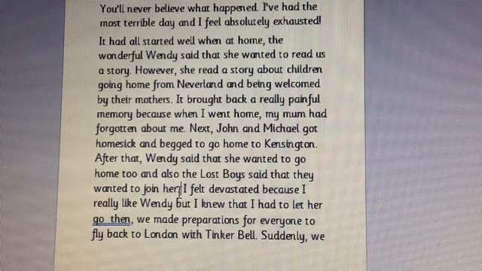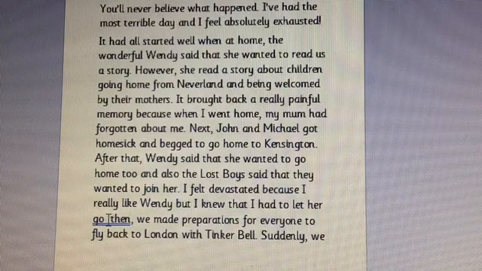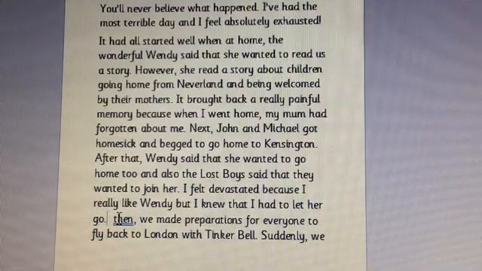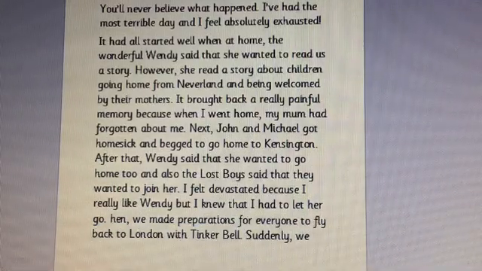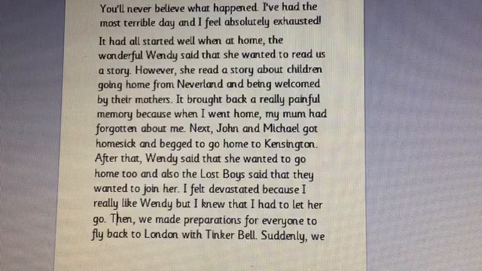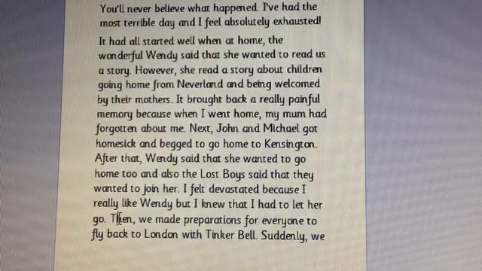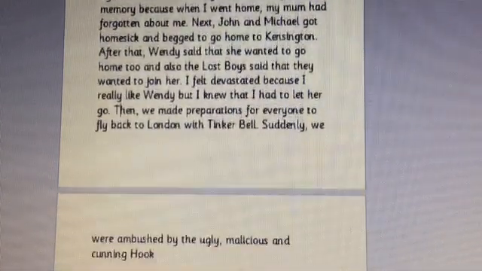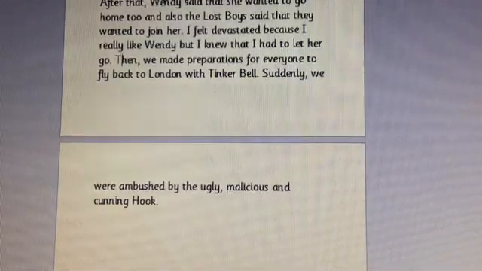I felt devastated because I really like Wendy, but I knew that I had to let her go. Well, the computer's trying to help me here, I can see as well. So again, I'm going to put a full stop in there. Capital letter. Then we made preparations for everyone to fly back to London with Tinkerbell. And then it says, suddenly we were ambushed by the ugly, malicious and cunning Hook.